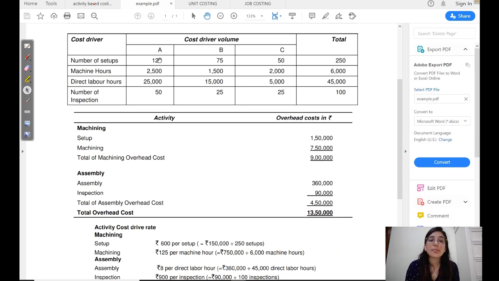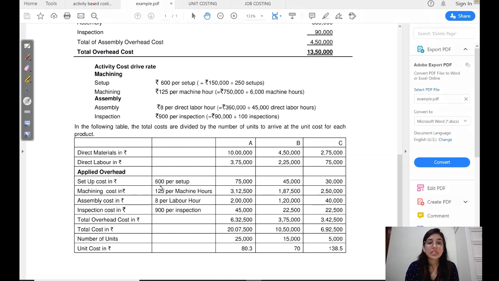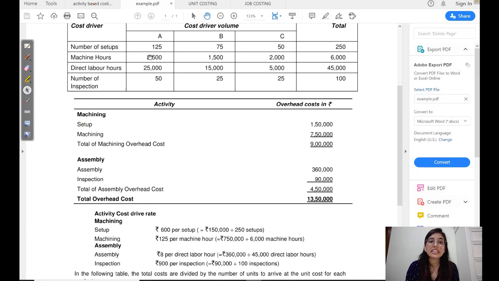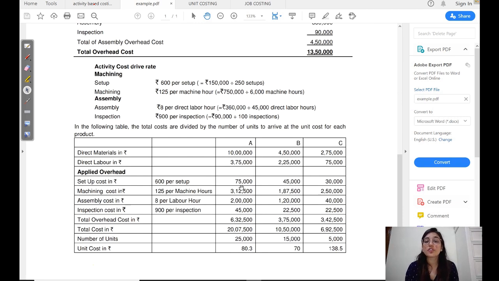For A, the number of setups is 125, as you can see here, and the activity cost driver rate is 600. So for product A, what will be the cost we are going to charge? It will be 600 into 125, as we have seen that there are 125 setups. So 600 times 125 would give you 75,000. Similarly, you can calculate it for setup, machine cost, assembly cost and inspection cost, right?